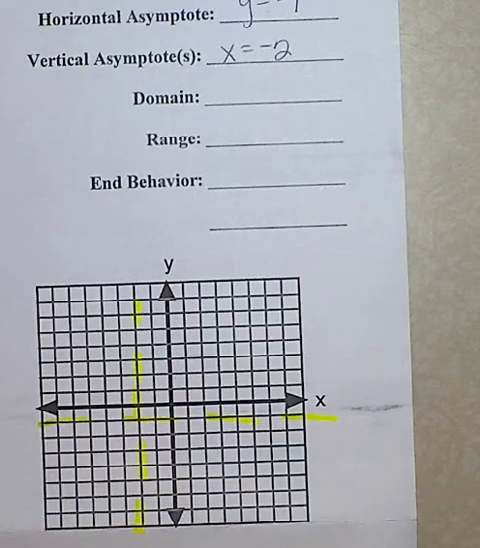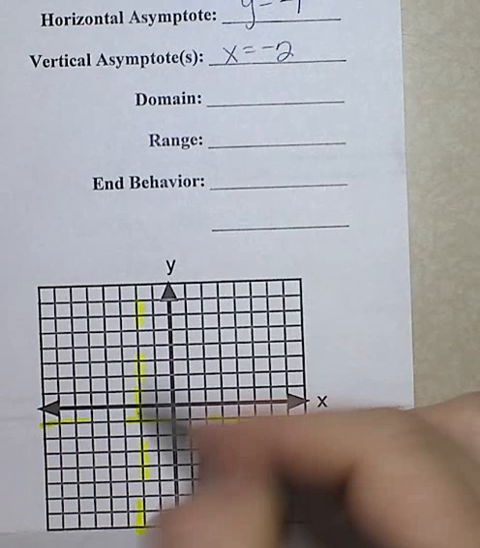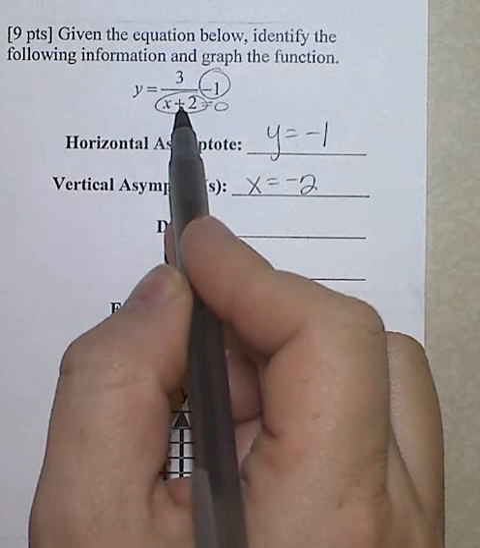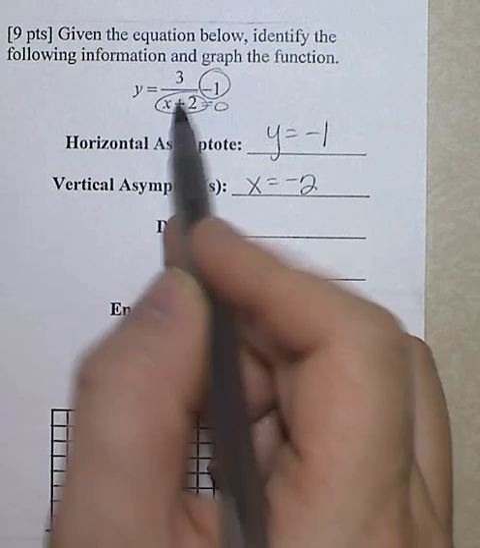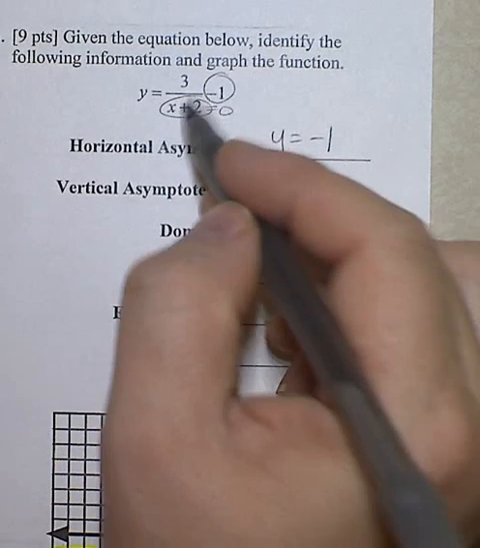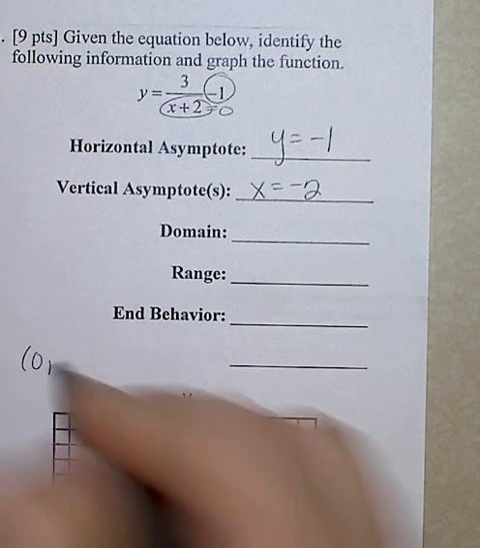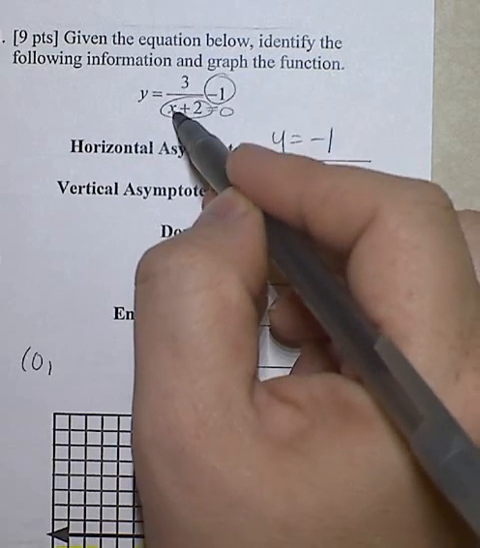I can choose any x value other than -2 in this case to plug into the original equation and find out the corresponding y value. So I'm going to plug in 0. When x is 0, what is y? So 0 plus 2 is 2.